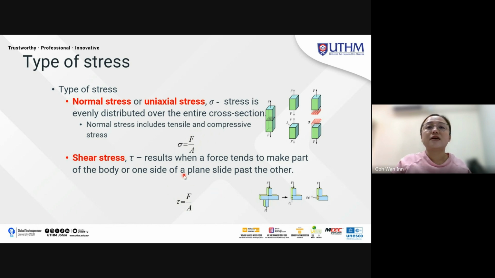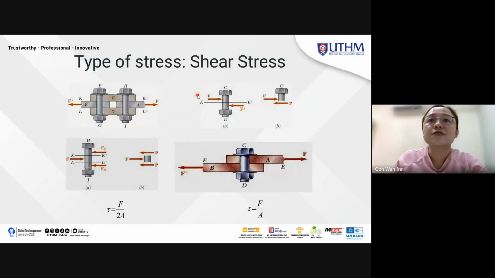Like what I explained in the previous slide, it results when a force tends to make part of the body, or one side of it, slide. Okay, so types of shear stress. You can see that this is the bolt and nut one. When you put it, the force goes outside. So this is F over 2A because you have two areas.